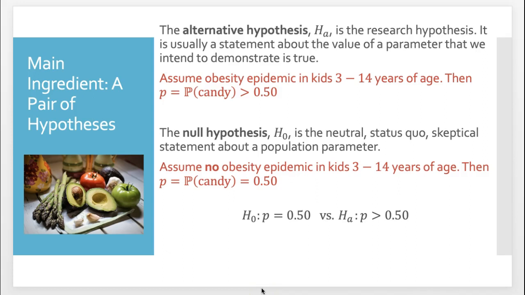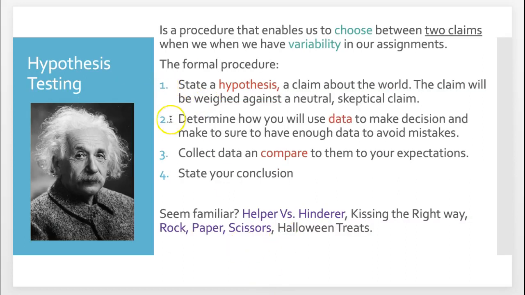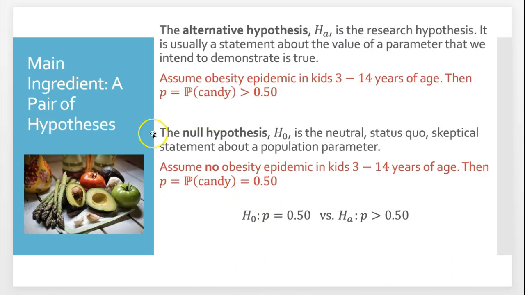What we're going to do here is give examples of each of these individually, and then in the next section we'll put them all together to perform a hypothesis test. The main ingredient is that we need our hypotheses in order to begin our test. Here it says the alternative hypothesis, denoted HA, is the research hypothesis. It is usually a statement about the value of a parameter that we intend to demonstrate is true.